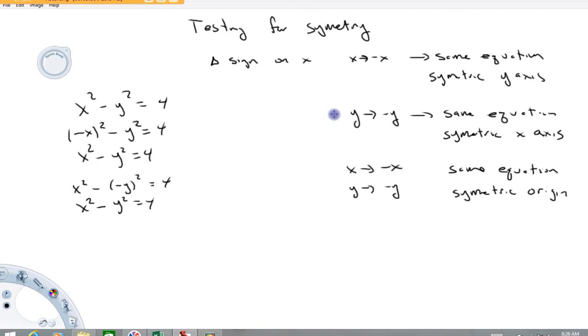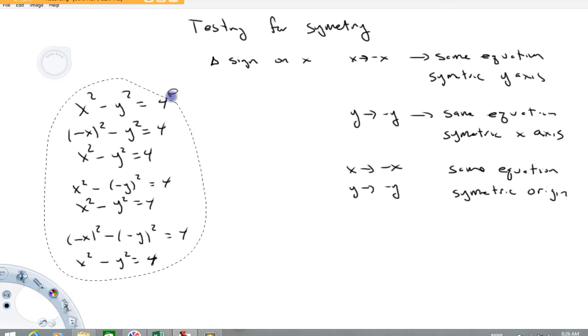And after I made that comment that most of them don't have multiple symmetries, this one will. Change the sign on x. Change the sign on y. Simplify. This one is symmetric about both. So this graph is symmetric about the x-axis and the y-axis and the origin. All right.